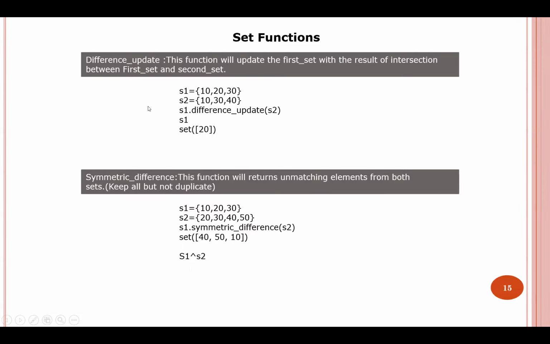Now after that we have symmetric difference. What is the meaning of symmetric difference? This function will return the unmatching elements from both the sets.